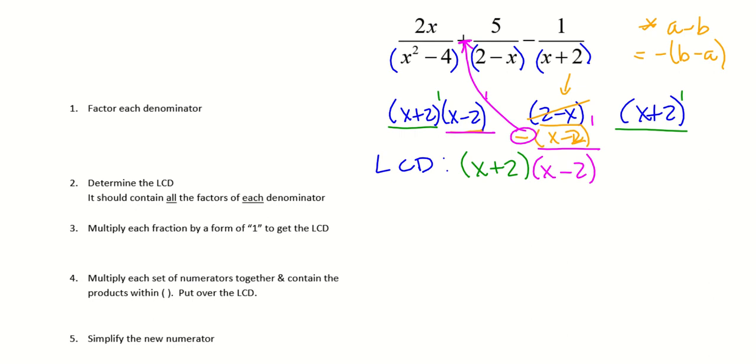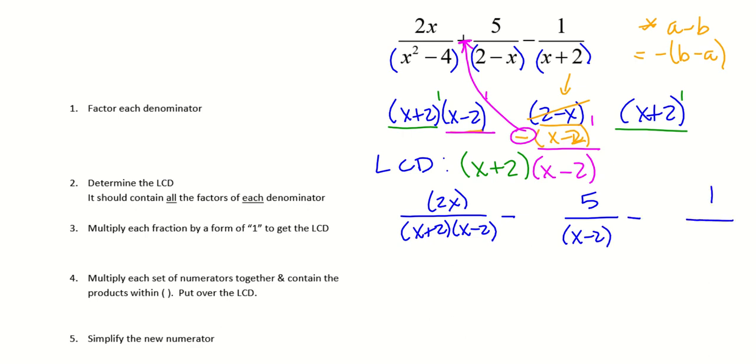so now we're going to get our LCD by multiplying each fraction. So I'm going to come in here and I've got my x plus 2 times x minus 2 with a 2x in the numerator. And then I had my minus because I changed the sign. I'm going to leave a gap, and I have 5 over, and we change that denominator to x minus 2. Then I have minus. I'm going to leave a gap again, and I have 1 over x plus 2.